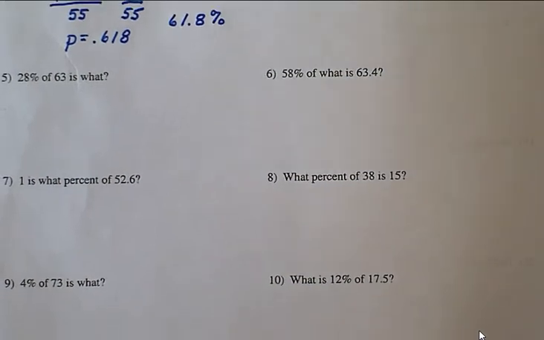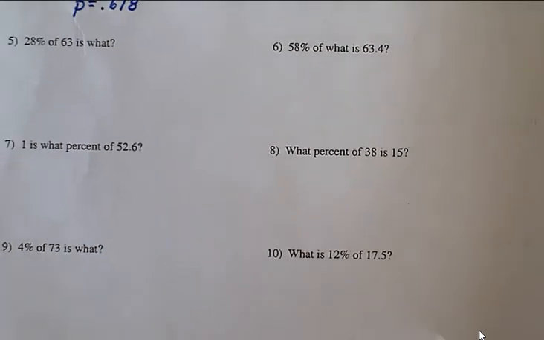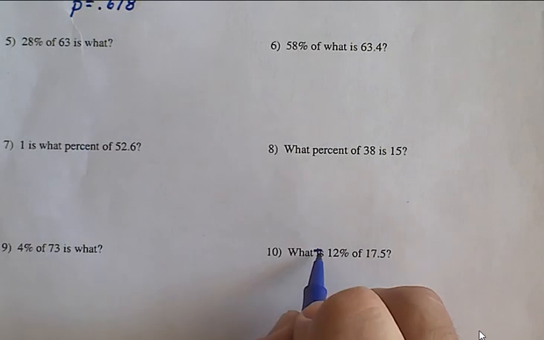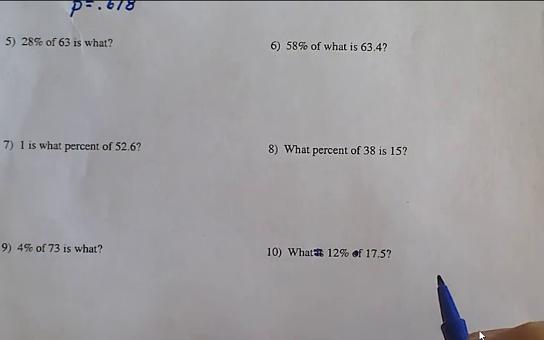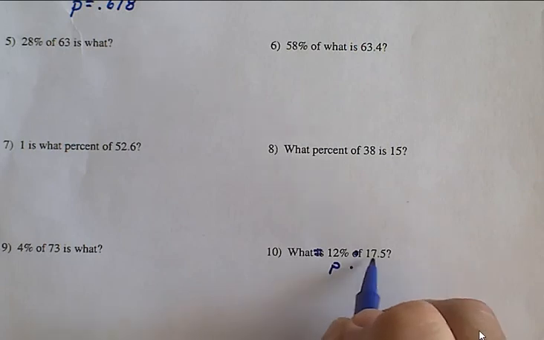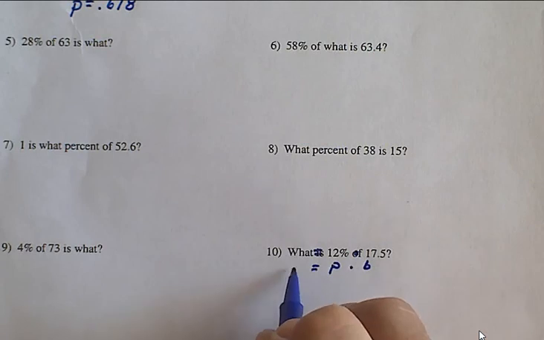And again, number 10, I'm going to do some symbolizing here. "Is" is my equal sign. "Of" is my multiplication sign. Here's my percent, so that means this has to be my base. So what am I trying to find? My amount.